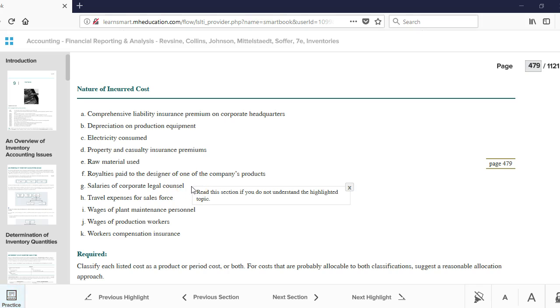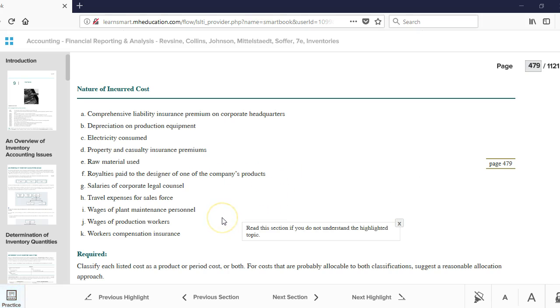G, salary of corporate legal counsel. That sounds pretty corporate to me, home office type stuff. So that would be a period cost. Letter H, travel expense for your sales force. Again, that has nothing to do with making the product, it has everything to do with selling it. So that would go into your period cost.